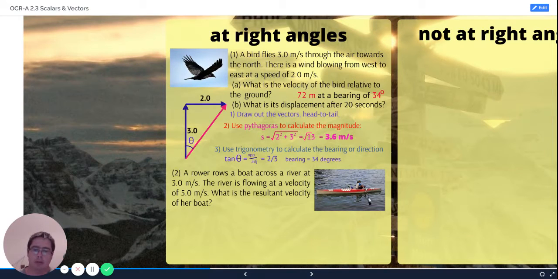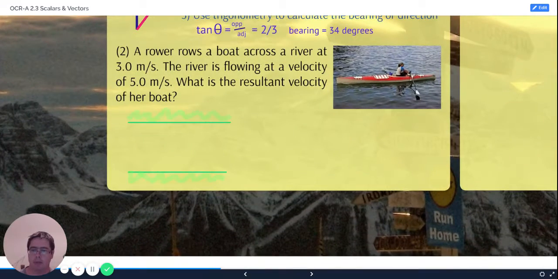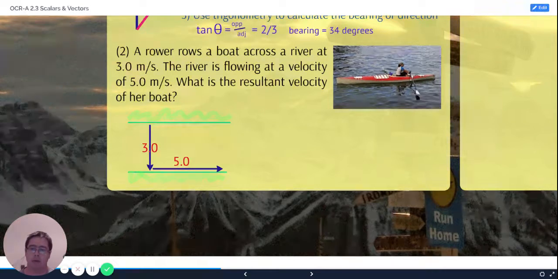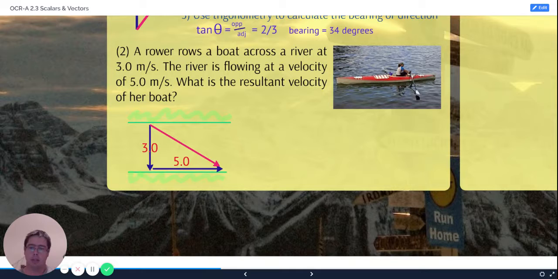The rower rows a boat across a river at 3 meters per second. The river is flowing at a velocity of 5. What's the resultant velocity of the boat? This is easiest if you draw it out, actually. And you've got a big tip there, which is draw it out. If you're not sure, draw it out. So 3 meters per second across stream, 5 meters per second downstream. Joining the start point to the end point gives us our resultant.